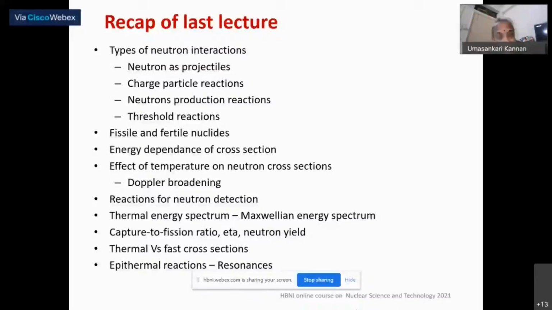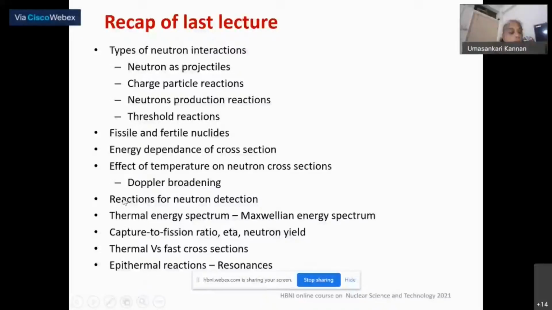I also impressed upon you that with the temperature of the medium, the cross-sections would vary, because the temperature of the neutron would vary, and therefore the neutron-nucleus interaction mechanism would change. So what is the effect of temperature on the cross-sections, for example the fission cross-section, the capture cross-section or the scattering cross-section? I also mentioned that because of the increase in temperature you have something called Doppler broadening, which is very useful in some of the reactor characteristics.